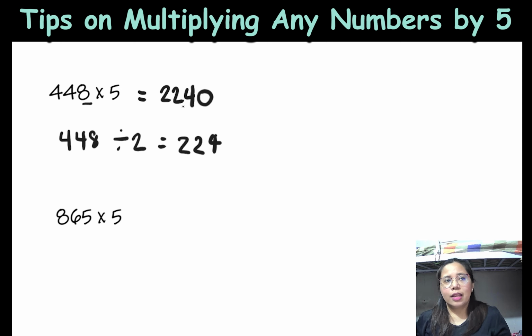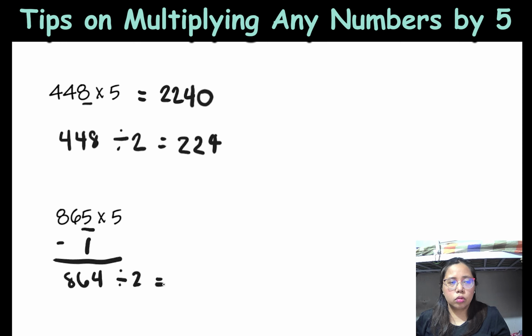Okay, next example, odd number naman tayo. Okay, so this is an odd number. Okay, so magma-minus muna tayo ng 1. Okay, so 865 minus 1 is 864, divided by 2. Okay, and we get 432. So, kunin natin dito yung 432. Okay? And since this is an odd number, ang i-add natin sa dulo is the number 5. Okay, so ang sagot natin, 865 times 5 is equivalent to 4,325.